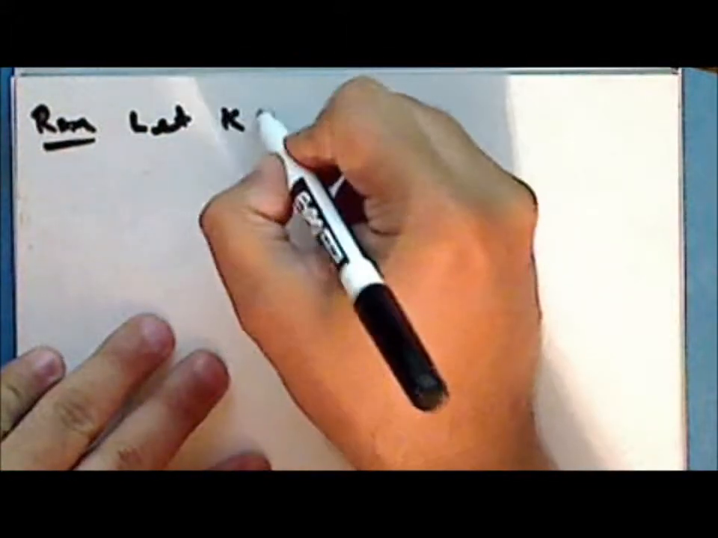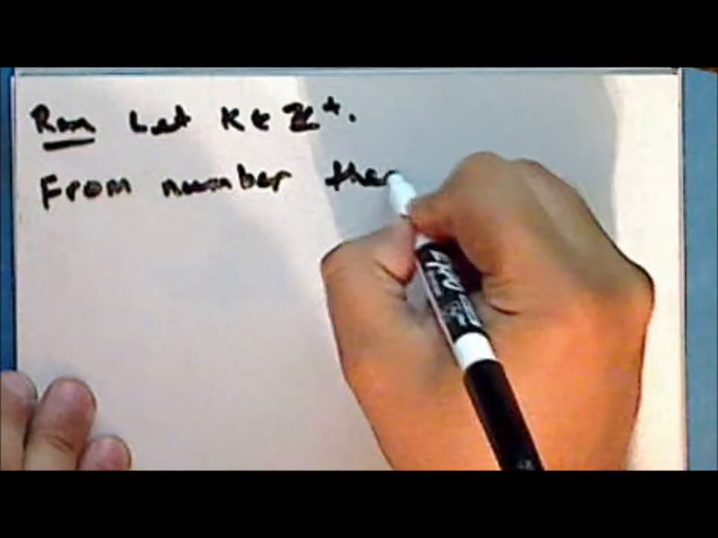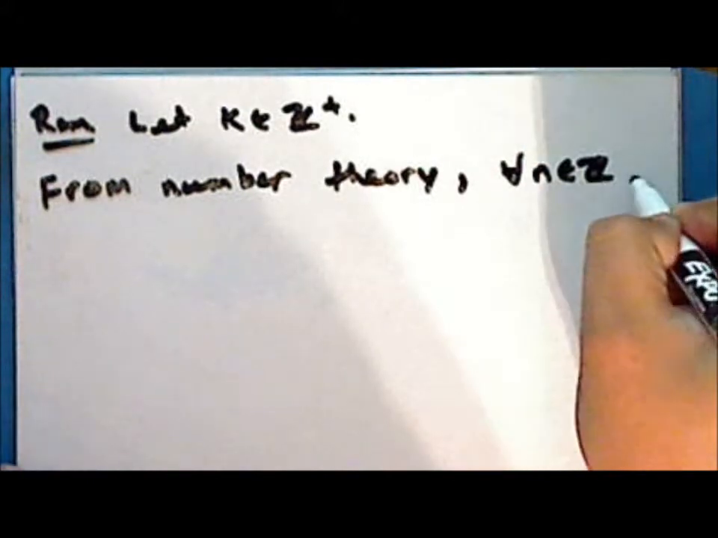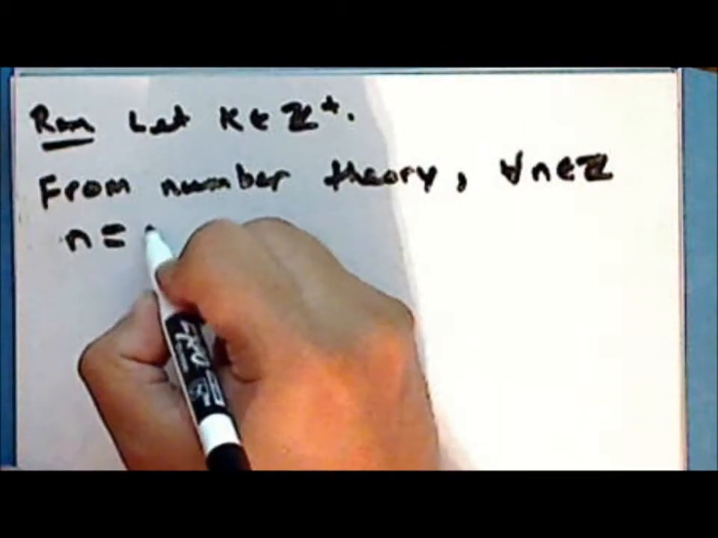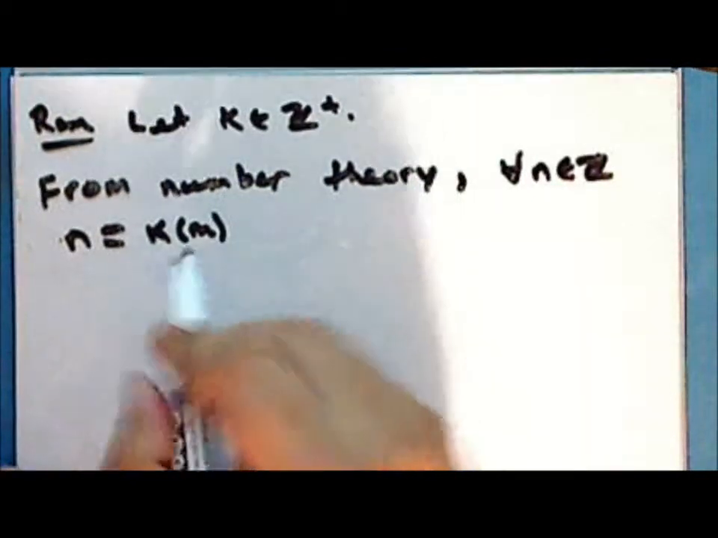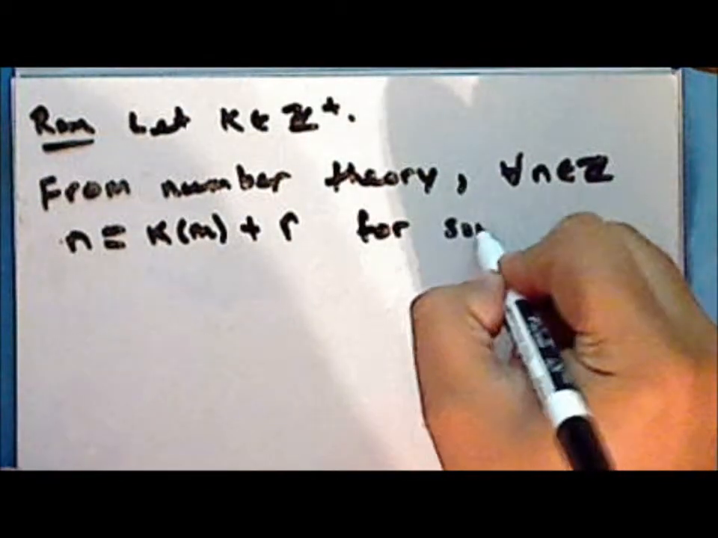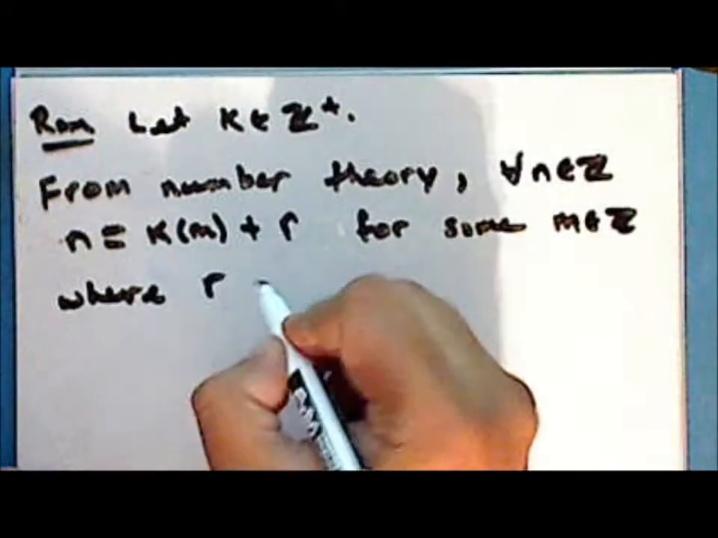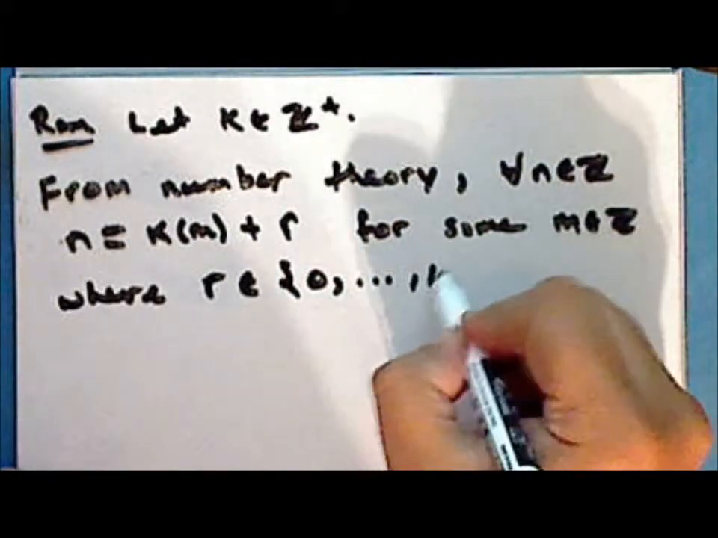So let k be a positive integer. Then from number theory, we know that for every integer n, that integer can be expressed as the sum of a multiple of the positive integer k plus a number r, for some integer m, where the number r is an element in the set of integers from 0 to k minus 1.